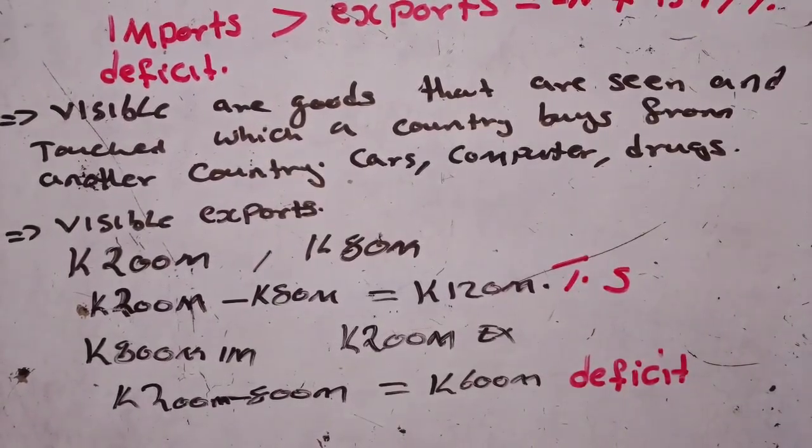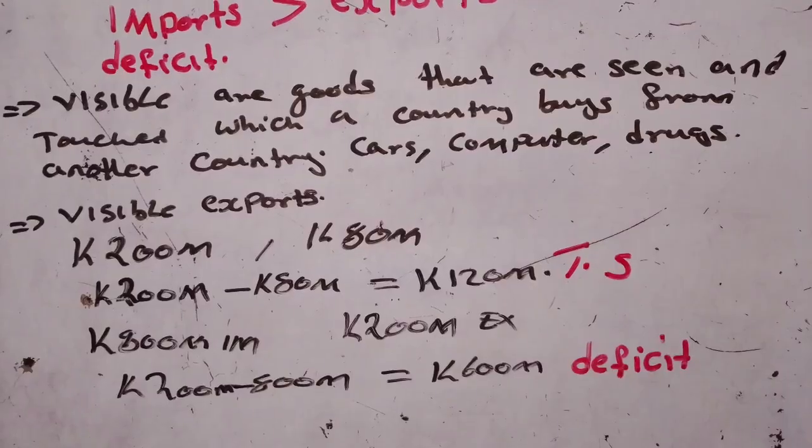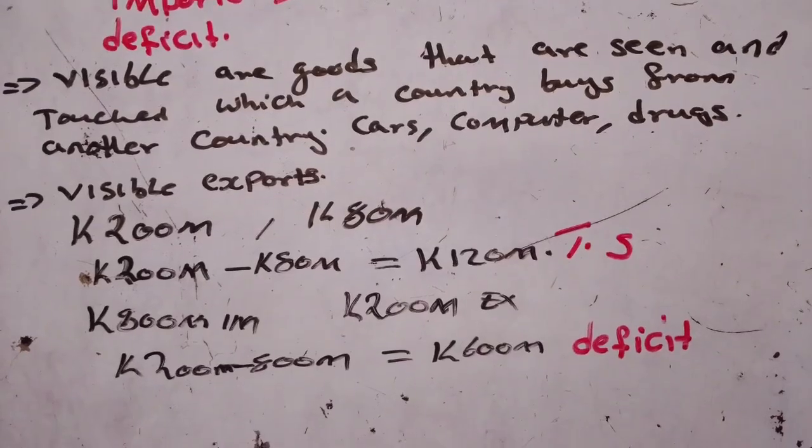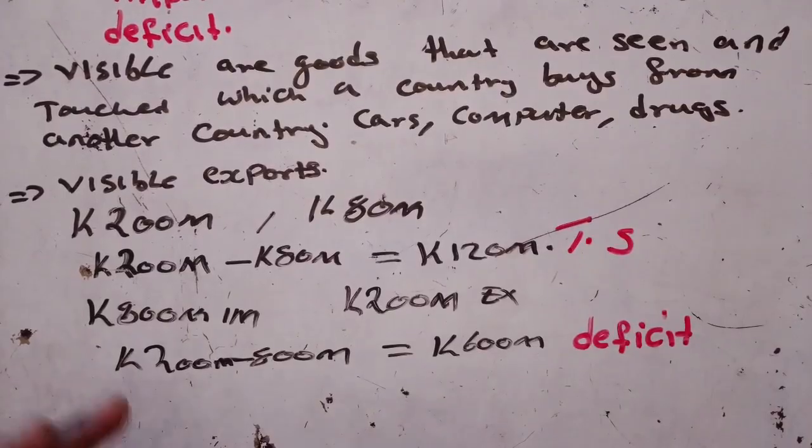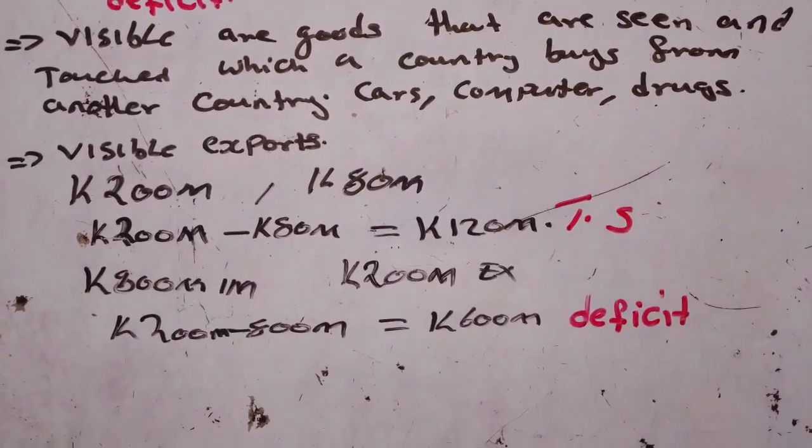So here we can say that Zambia has lost out. Remember, here we said that Zambia has gained. Here we can say that Zambia has lost out because there is no trade surplus or favorable balance of trade. So this is the unfavorable balance of trade. According to the calculation here, the balance of trade is calculated using the formula.